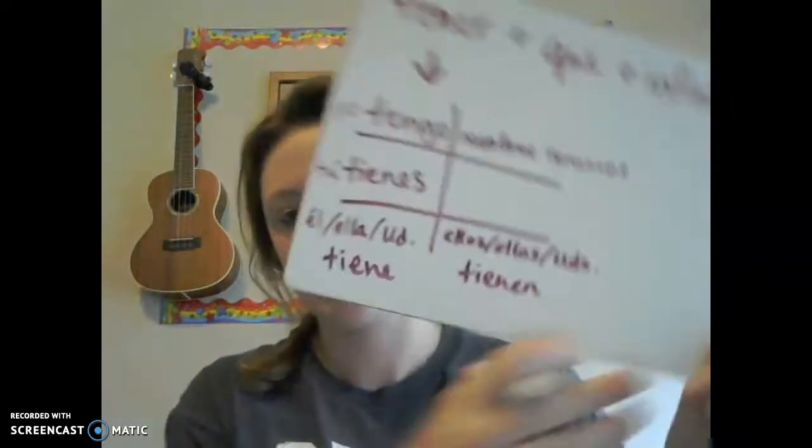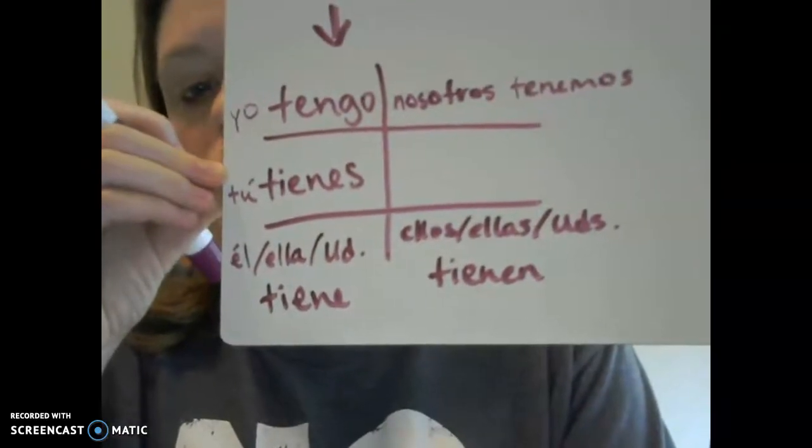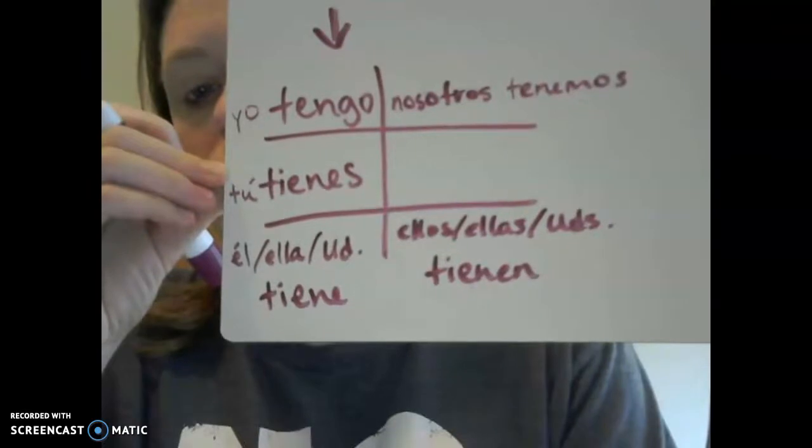You can pause it if you need to right now, take notes. So these are the forms. Yo tengo, tú tienes, él tiene, ella tiene, usted tiene, nosotros tenemos, ellos tienen, ellas tienen, ustedes tienen. So to use this construction, the first thing we do is conjugate tener into the appropriate form. So if you want to say I have to sing, we will say tengo, and then we use que. We don't have to change that, it's always que. And then the infinitive for the verb to sing, which is cantar.